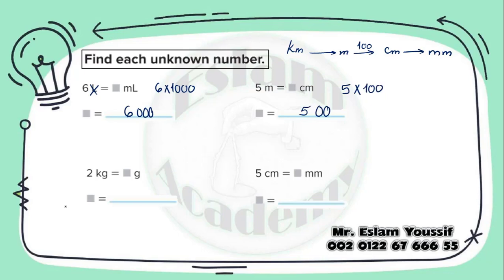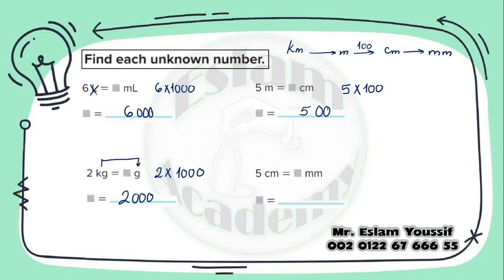Now we have 2 kilograms. Kilogram and gram are the units of measuring mass. And we know that 1 kilogram is equal to 1000 grams. So we just write 2. Because we convert from the greatest unit to the smallest unit, we will multiply. 1 kilogram is equal to 1000 grams. So we just multiply it by 1000. So the answer now will be equal to 2000.